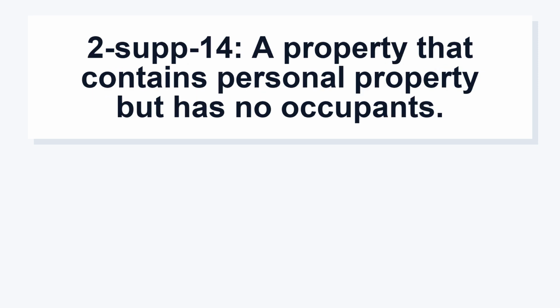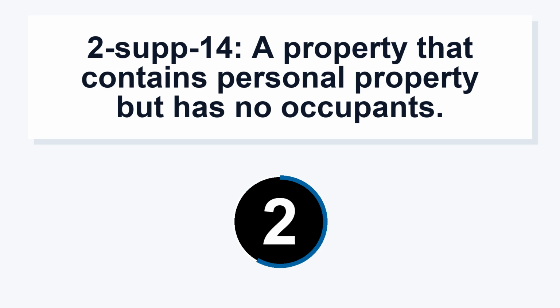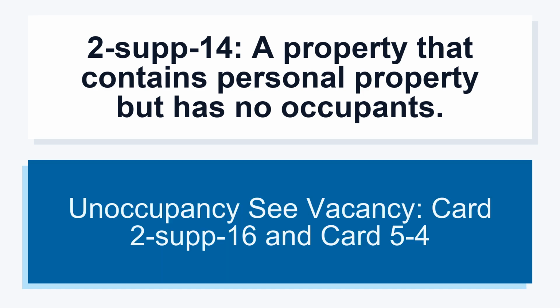2 Sup 14: A property that contains personal property but has no occupants. Unoccupancy. See vacancy, card 2 Sup 16 and card 5 to 4.